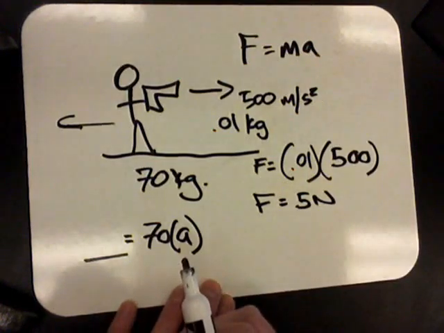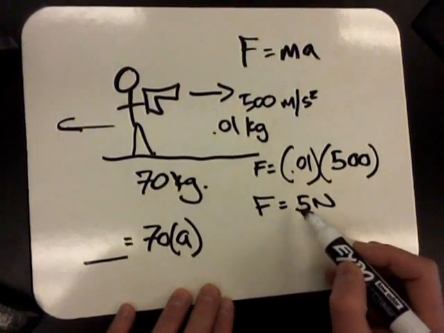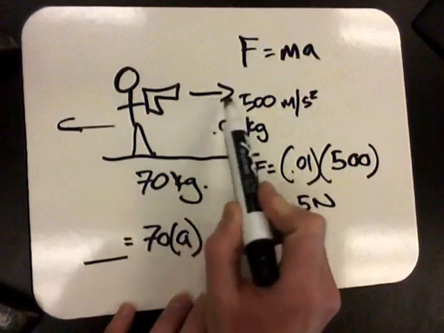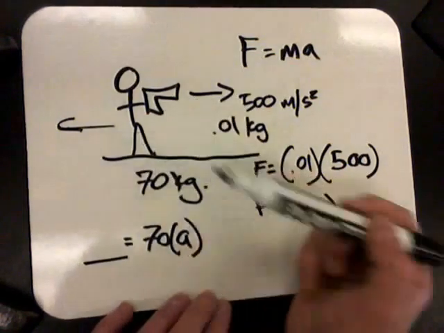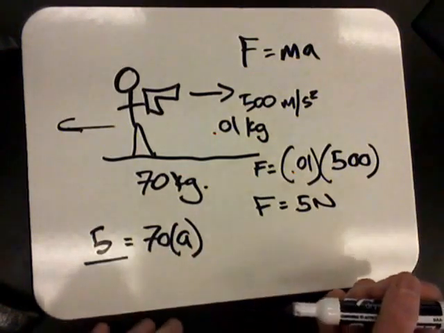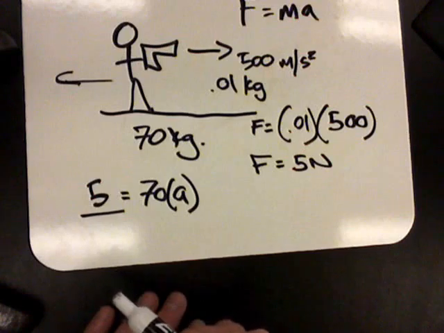Remember, newtons is force. So because of Newton's laws, we know for every action there's an equal opposite reaction. That means if the bullet is being pushed out that way with a force of 5 newtons, it's also pushing back with 5 newtons. So we can just fill in 5 there. And now all we do is solve for A, and we can figure out the acceleration of the human.